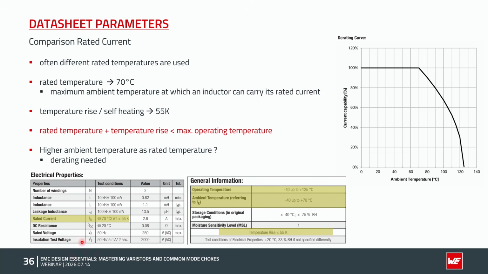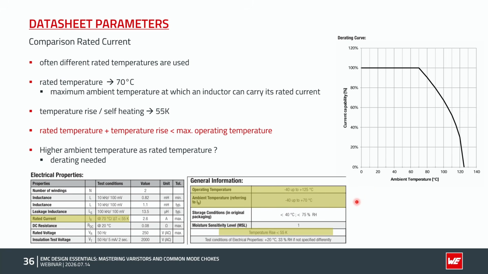You can find the rated temperature in the test conditions here, with 70 degrees in this example, and this is the maximum ambient temperature at which an inductor can carry its rated current. We are also showing the temperature rise, in this example maximum 55 Kelvin. So the important thing is that the ambient temperature plus the self-heating of the part is lower than the defined maximum operating temperature.